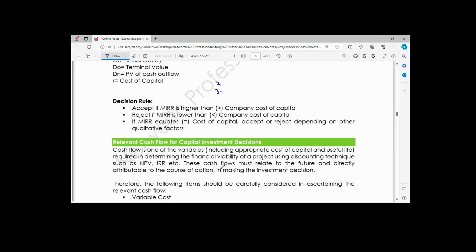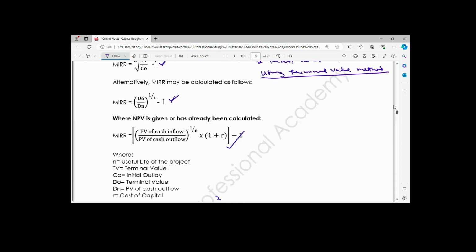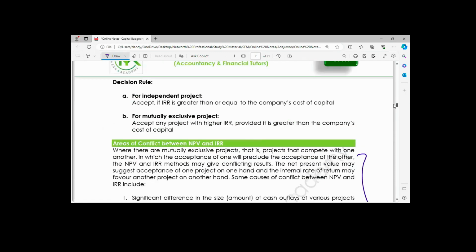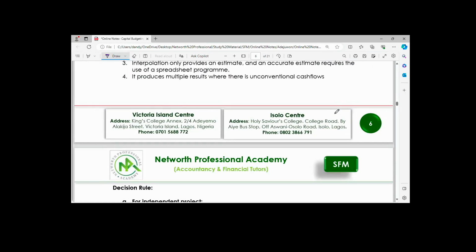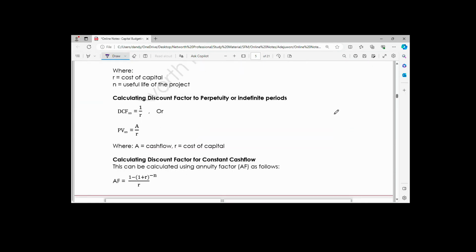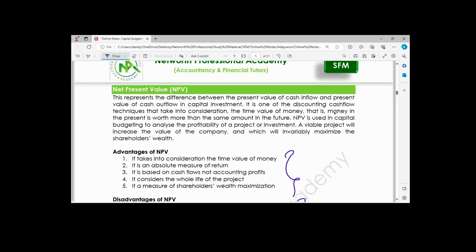So before we go to relevant cash flow, let us discuss the non-discounted cash flow method. Under the non-discounted cash flow method, we said that we have payback period. We also have accounting rate of return. So let us discuss payback period.